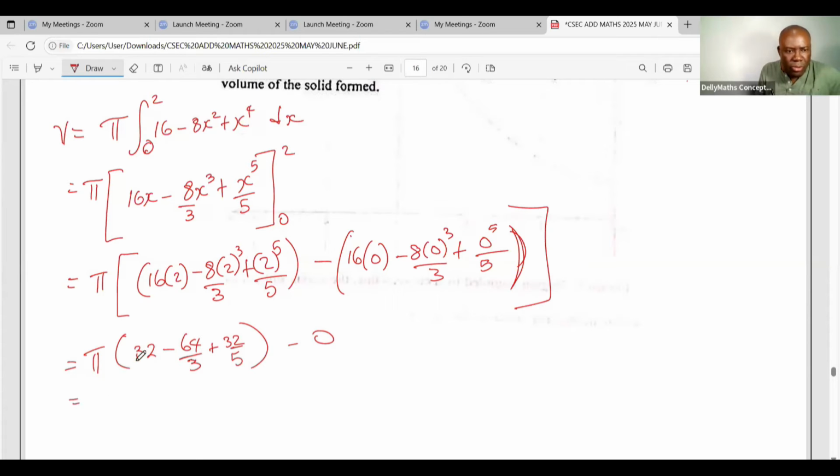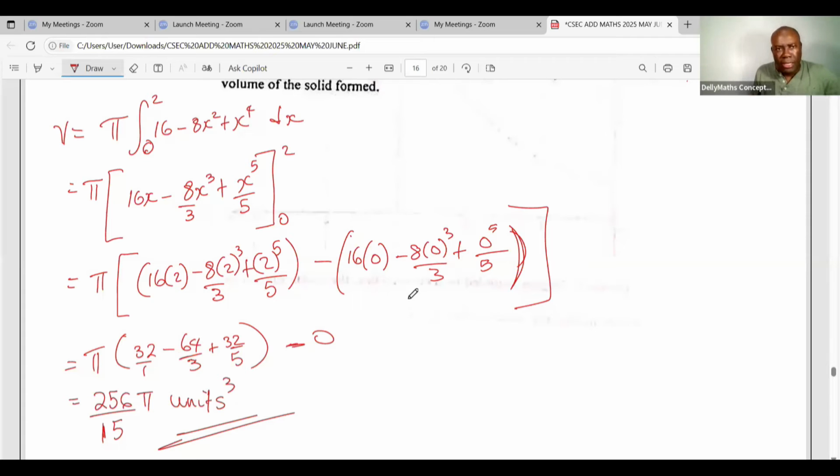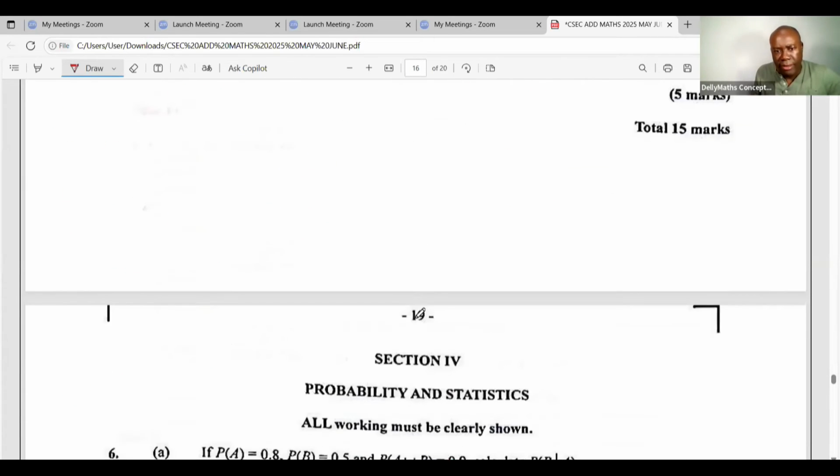So all we have to do is just to put this together, 32. This is going to land us some 5. Right? So this is what we have, 256 pi over 15, cubed, and we're good right there. And that's that. Let's see what else we have here.